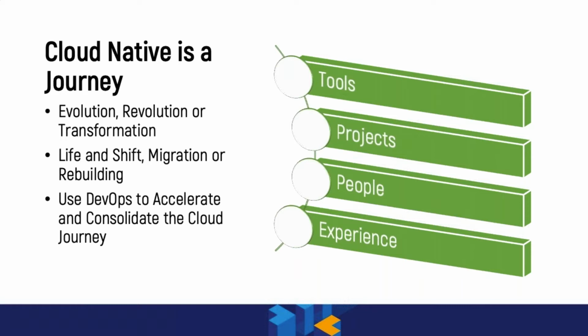We can look at whether we're going to run evolution, revolution, or transformation. And really, when we're thinking of evolution, we're just looking at lifting and shifting things. When we're looking at revolution and transformation, we're looking at really changing the underlying aspects of our applications. And for me, it is DevOps that is used to accelerate and consolidate those cloud journeys between these different aspects.